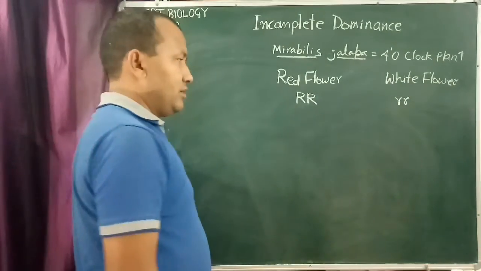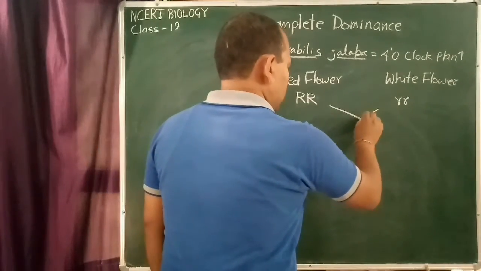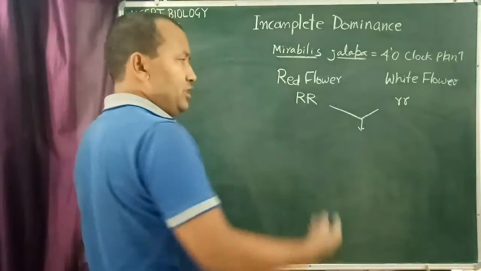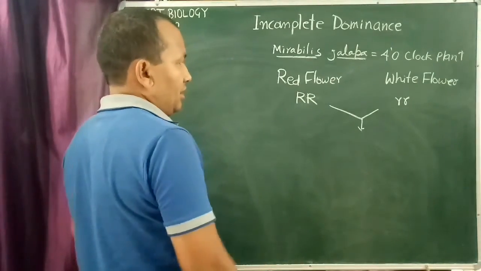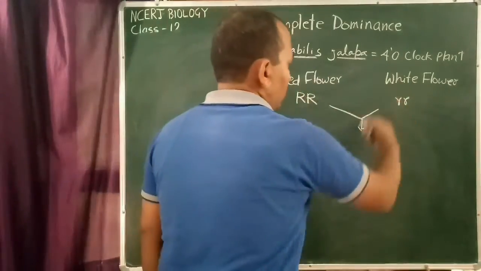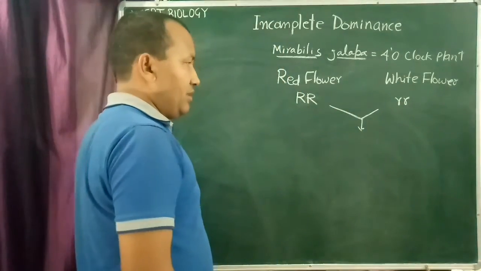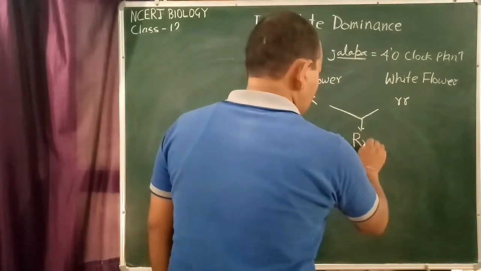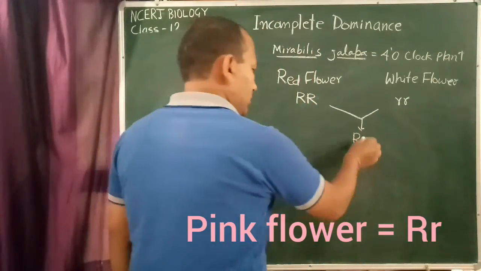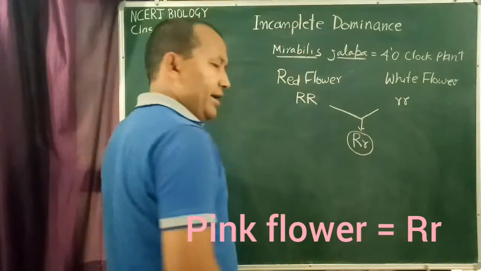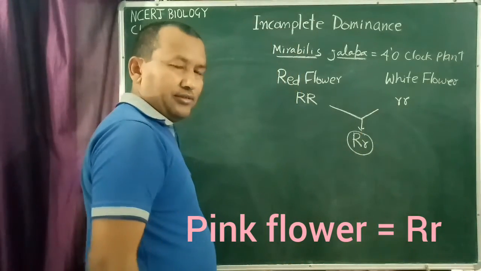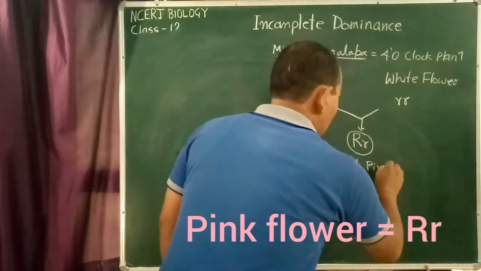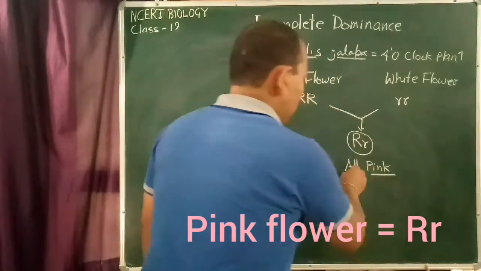Now what happens is, when hybridization takes place between these two plants which are having red flowers and white flowers respectively, in the first generation the genotype is capital R, small r. This is the genotype and all the flowers are pink.